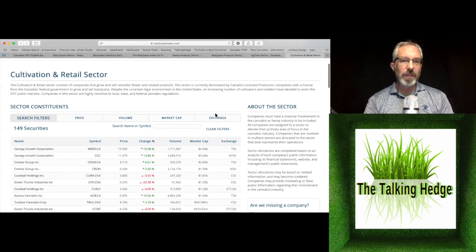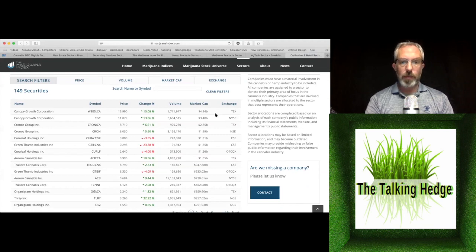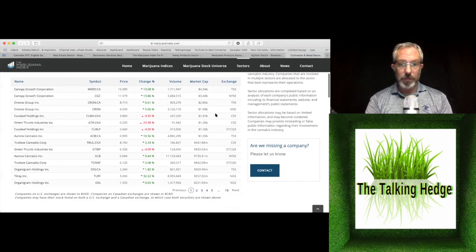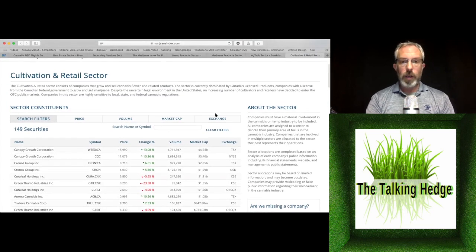And then looking at cultivation and retail, this is plant touching, a little mixed there. You know, see Canopy is up 13%. Green Thumb is down 23%. Aurora is up 10%. This is all pretty much a dead cat bounce. Tilray is up 32%. Probably expect those to all drop tomorrow. Great opportunity for trading as companies go up and down.